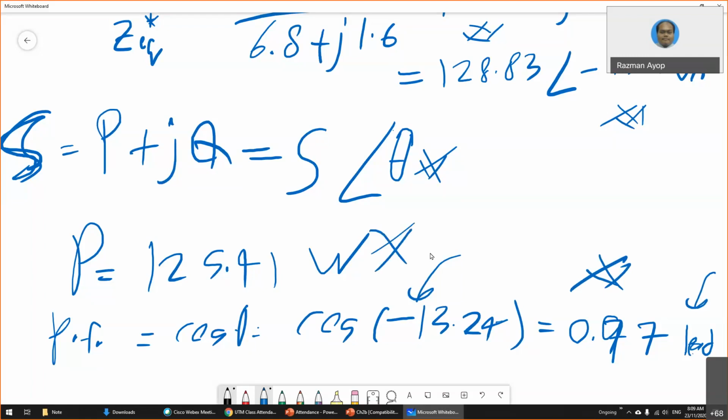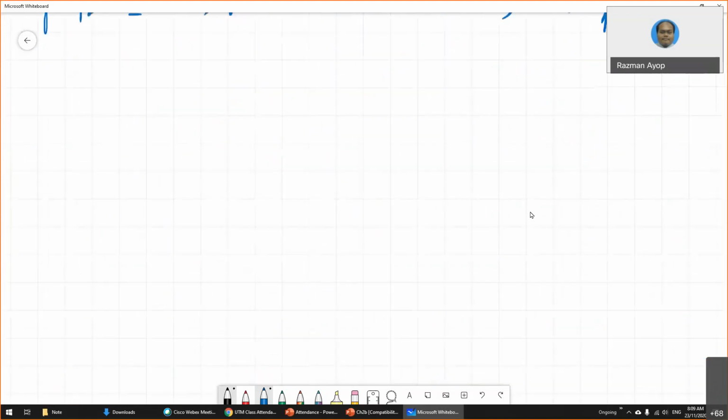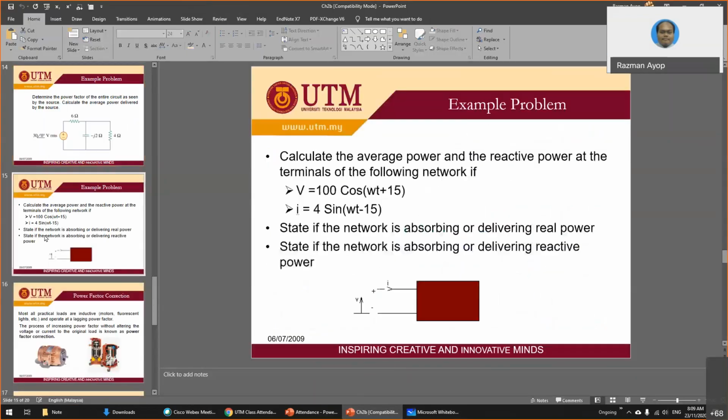Okay, so that is the first example on the power. Now we look at the second example.